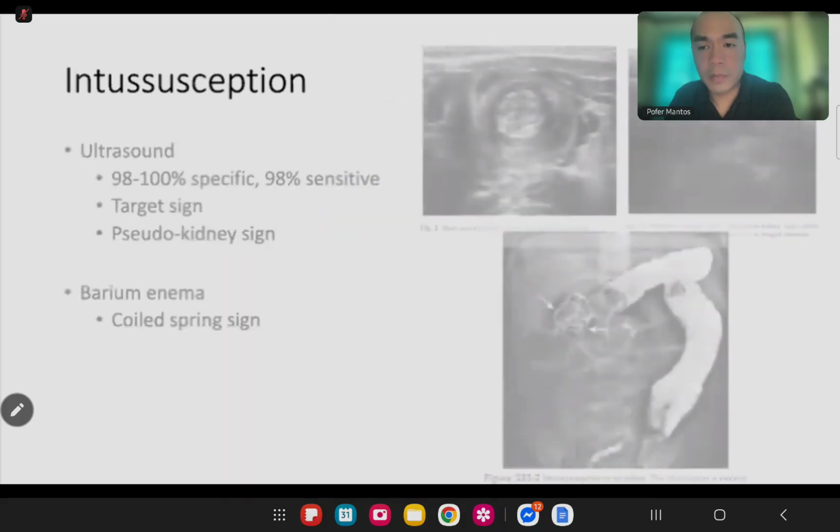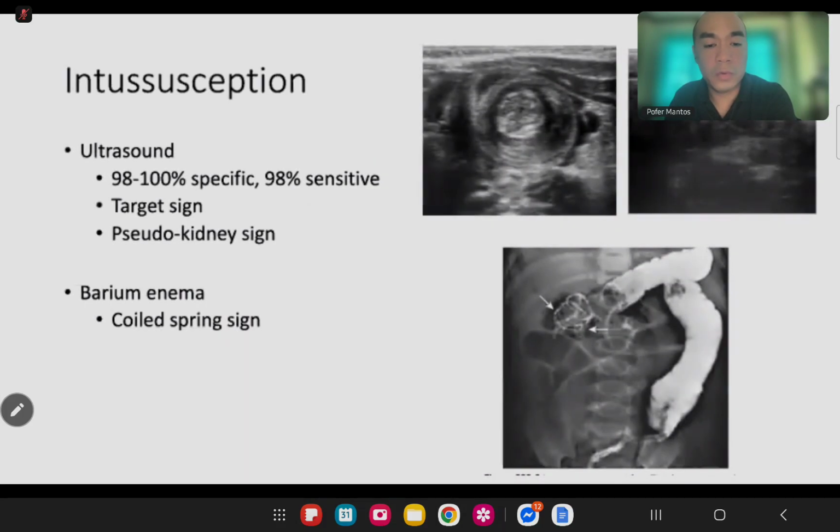So more often than not, we really have to do imaging in these patients, like ultrasound, which is very sensitive and specific, and we can appreciate the target sign and the pseudokidney sign on the longitudinal view. Barium enema can also be done, and you would appreciate a coil spring appearance of the barium. Okay.